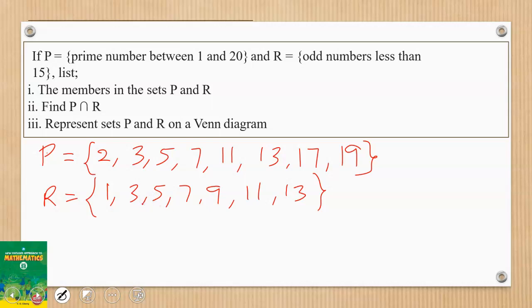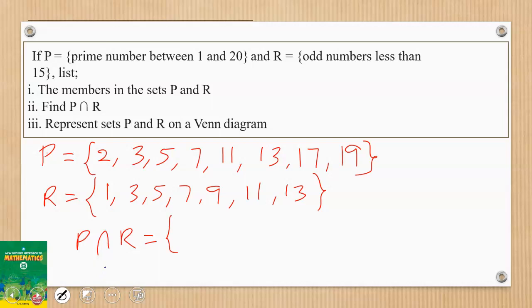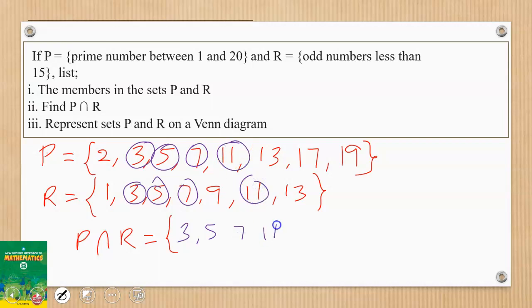Good. Now the question says find P intersection R. So P intersection R will be equal to all elements that can be found in both P and R. And you can see that 3 is here, 3 is here, so we can have 3. 5 is here, 5 is here, so we can have 5. 7, 7, we can have 7. 11, 11, we can have 11. 13, 13, we can have 13. And that is all.